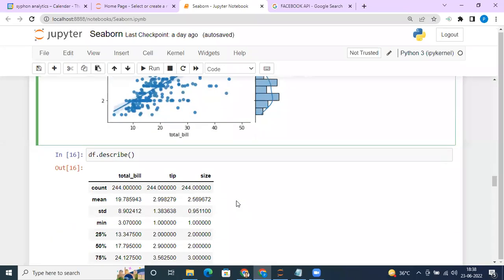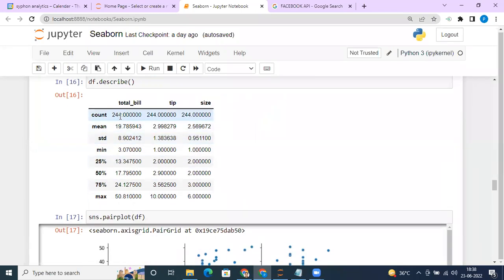Then we saw the describe method. The describe method is for univariate analysis. You can get every column's individual information: how many values there are, the mean value of that column, the standard deviation, the minimum value, 25 percentile, 50 percentile, 75 percentile, and max. You can analyze each individual column from the describe method.